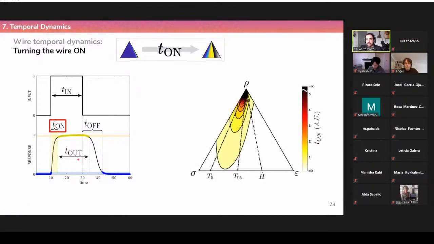Well, if we analyze this turning on time, we see that, for instance, this is what we get, and we see that wires that are close to the top vertex will increase their turning on time, meaning that we will require our input signals to last at least that amount of time, so we can expect some response, any response from the receptor strain. Whereas if we are close to the bottom of the triangle, we are minimizing that time. So our wire could work in shorter time scales.